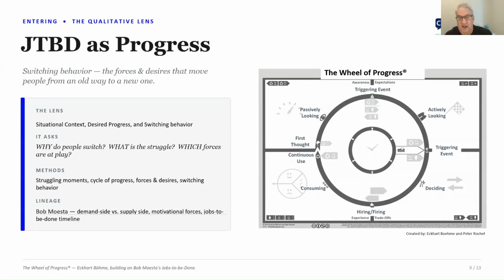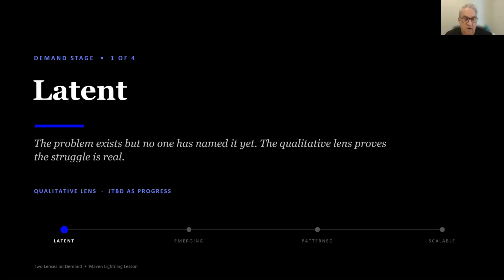So we're going to use this lens as our backdrop to how we begin to think about how qualitative might apply in these early stages of demand. So we're going to start with the latent stage of demand. So this idea that the problem exists, but no one has named it yet. Trying to prove that the struggle is real.